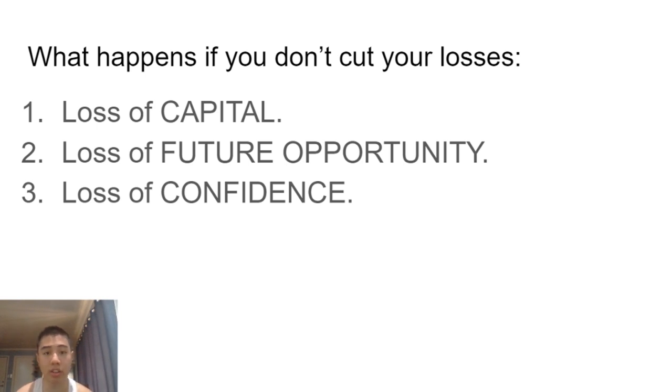The reason why you have to cut your losses short is para may bala ka pa to shoot at the next bagger stock, to shoot at the next strong stock. Tsaka kailangan i-preserve mo not only your capital, but your confidence.